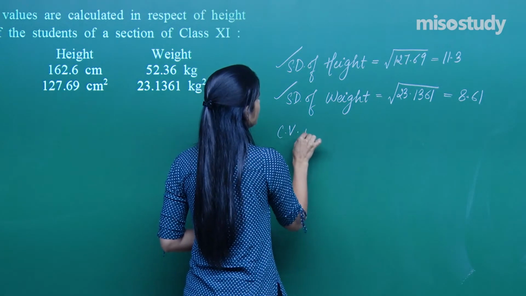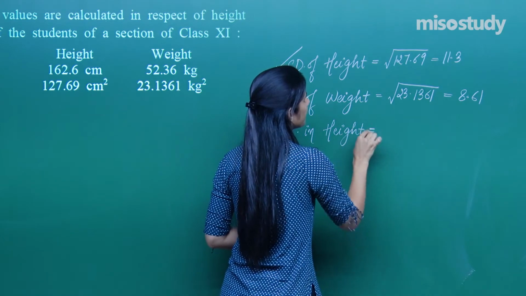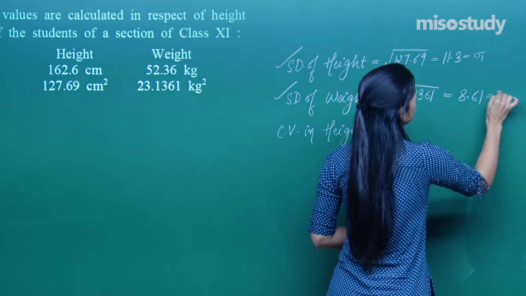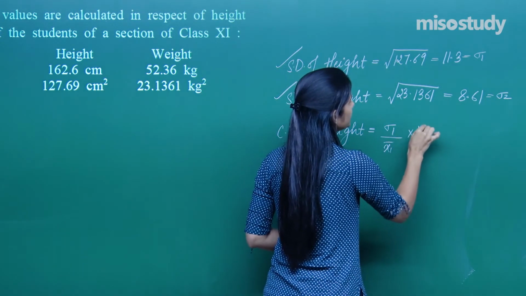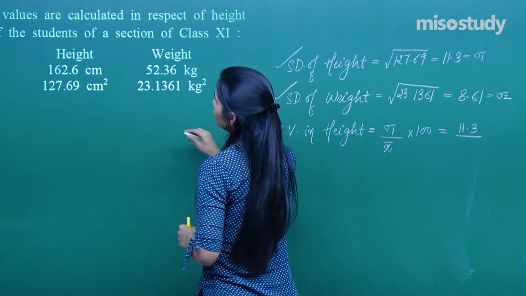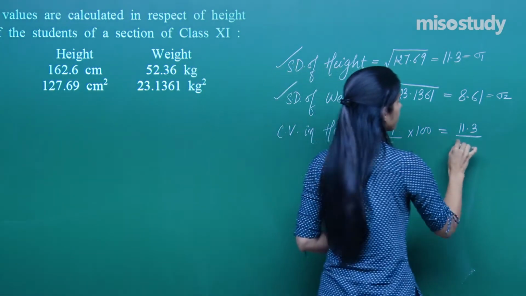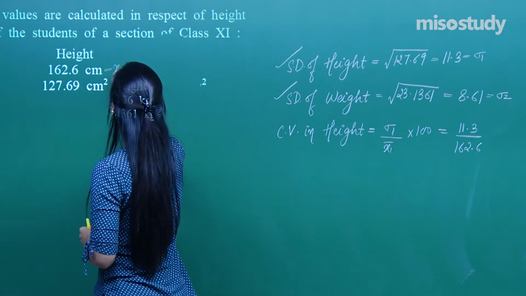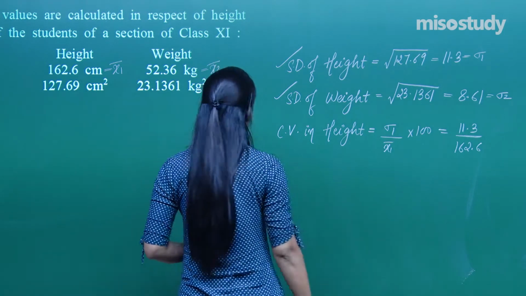What is coefficient of variation in height if I wish to evaluate? This is sigma 1, this is sigma 2. It is sigma 1 upon x1 bar into 100. This is 11.3 upon mean. What is the mean? Corresponding to height, it is 162.6. So I am taking this as x1 bar and taking this as x2 bar.